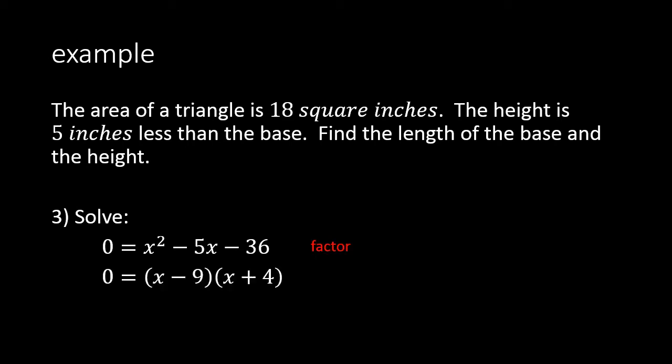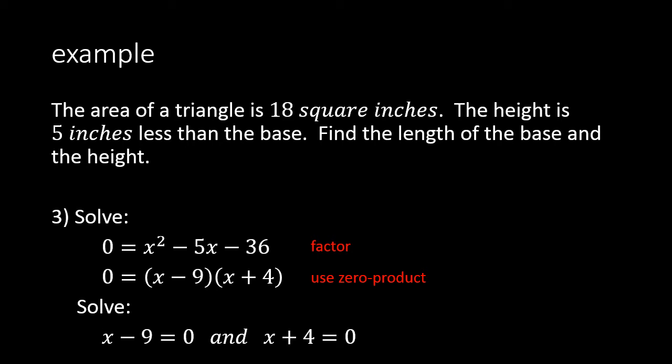When I factor, I should get the factorization x minus 9, x plus 4, or maybe swapped depending on how you set up the whole thing. And then that zero product property means that if I have a 0 on one side and a product or a multiplication problem on the right-hand side, I actually get to solve 2 smaller, simpler problems, namely each of those sets in parentheses set equal to 0. So x minus 9 equals 0, and x plus 4 equals 0.